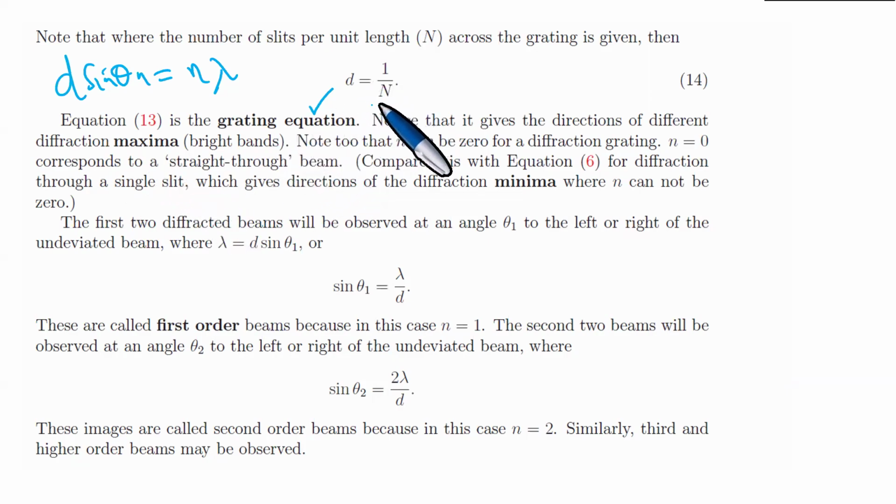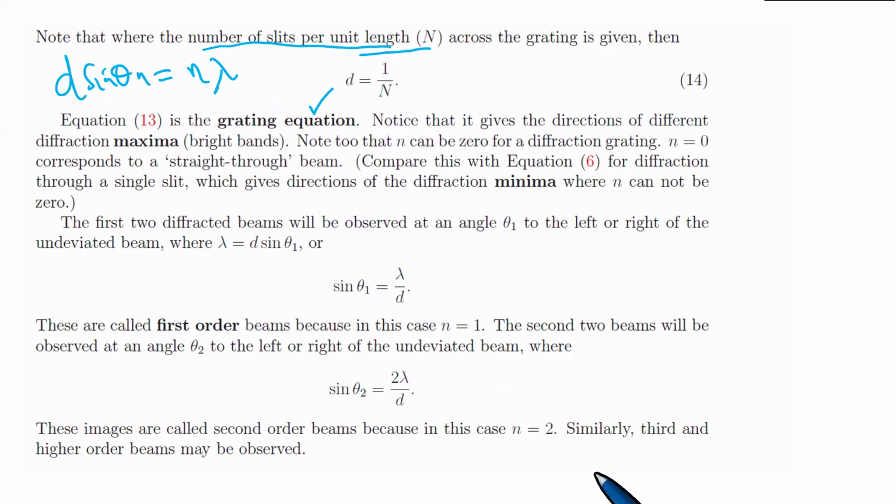But d is 1/n. Note that where the number of slits per unit length, n, across the grating is given, then d is 1 over the number of slits per unit length. So what is d? d becomes the spacing between the slits. If you know that the number of slits per unit length is n, then d is 1/n.